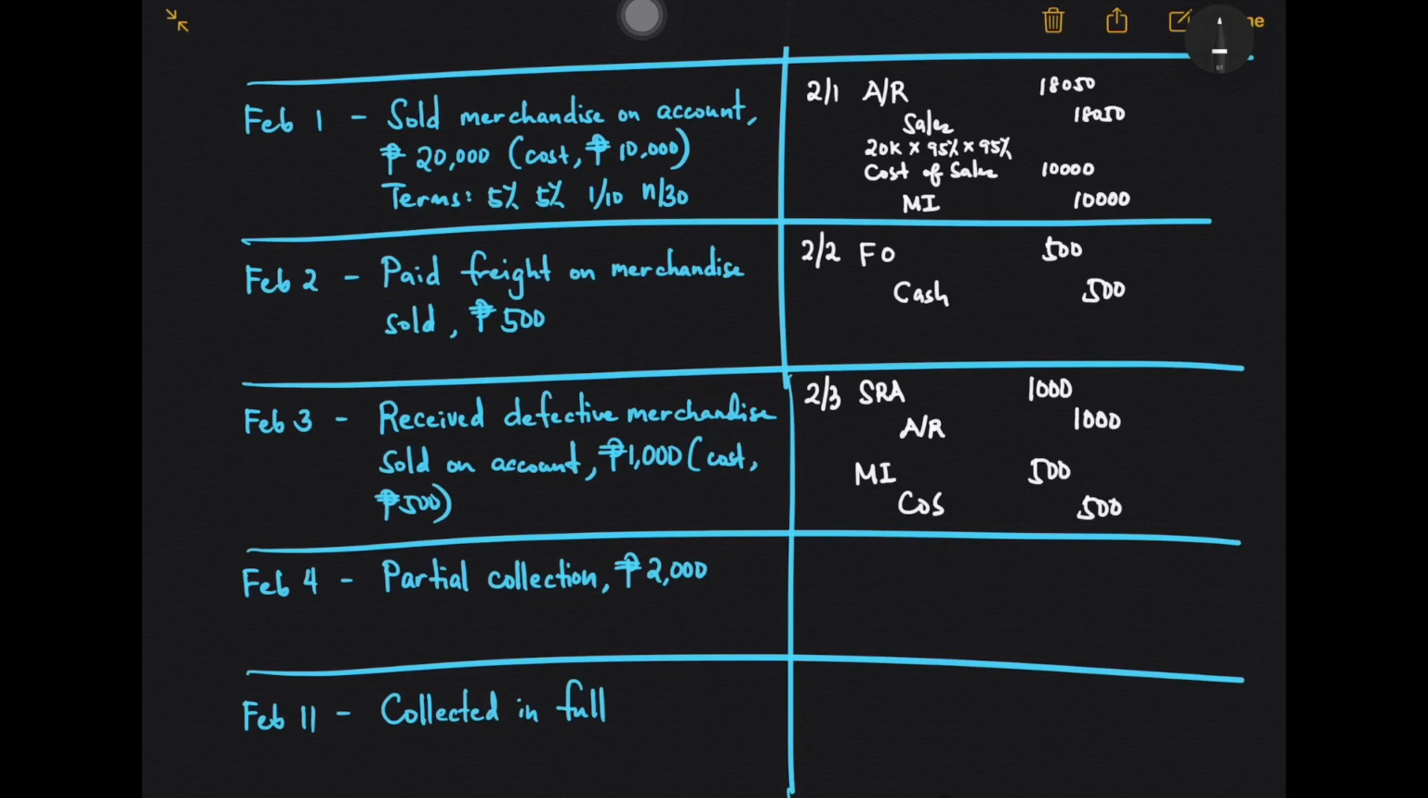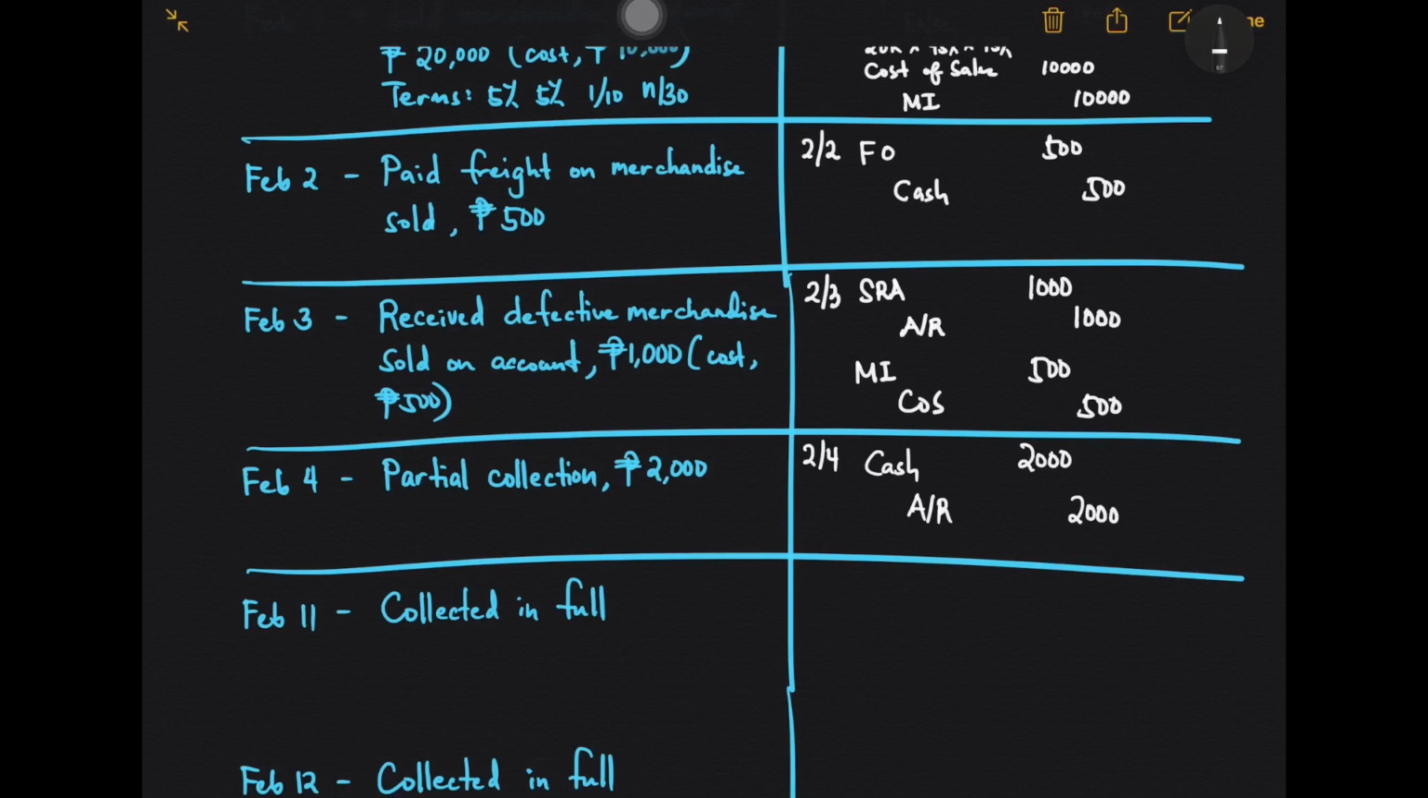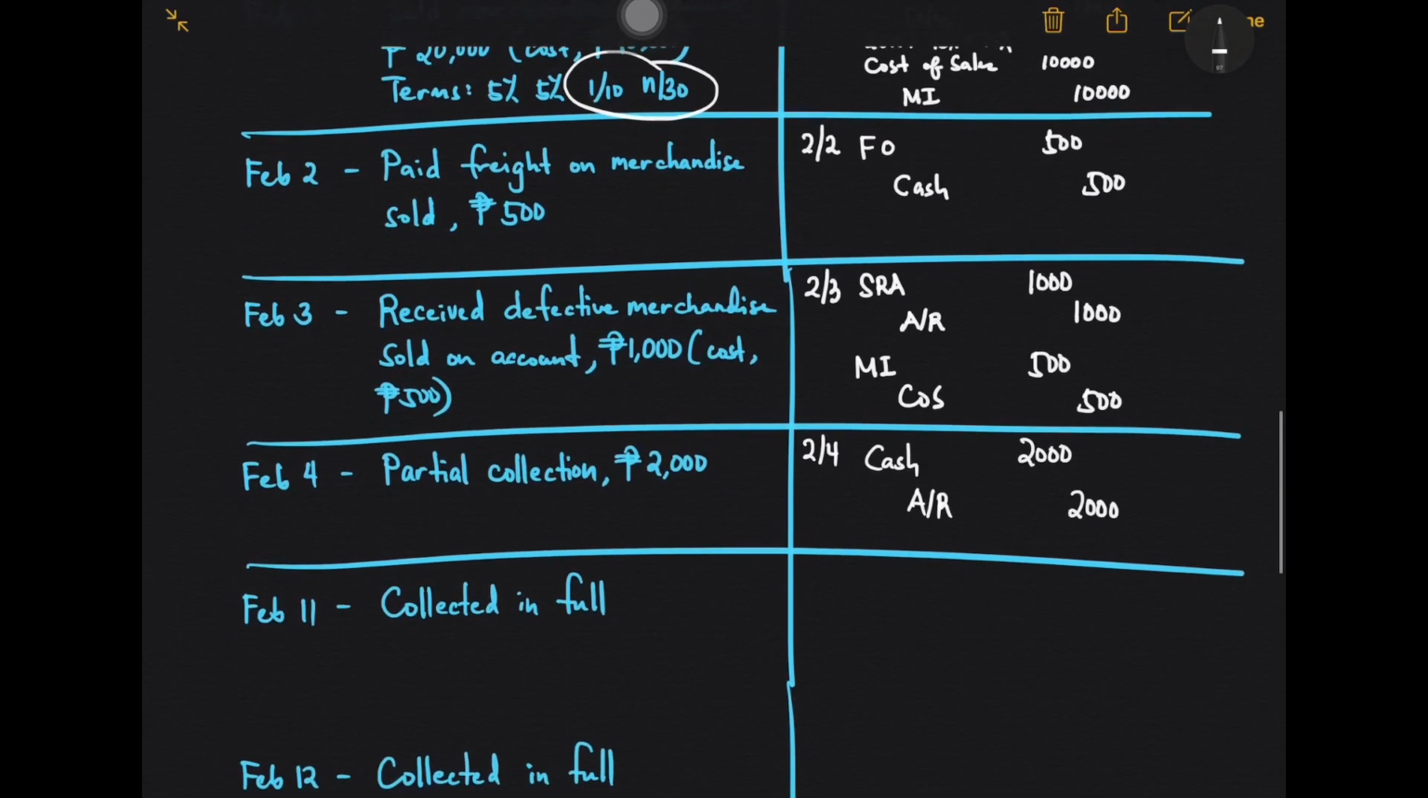Next, partial collection, so you're able to receive from the customer. That's on February 4. Debit cash, credit AR. That's 2,000. Next, February 11, collected in full. So you refer to the cash discount. If the buyer was able to pay within 10 days, he or she gets 1% cash discount, and the buyer is given a maximum of 30 days to pay. The transaction happened on February 1. So to compute the number of days, 11 minus 1, so 10 days, the buyer availed of the cash discount. So what's your entry as the seller? On February 11, you will debit cash for the collection. And then you will also debit sales discount to decrease your collection. And then remove your receivables from that customer.